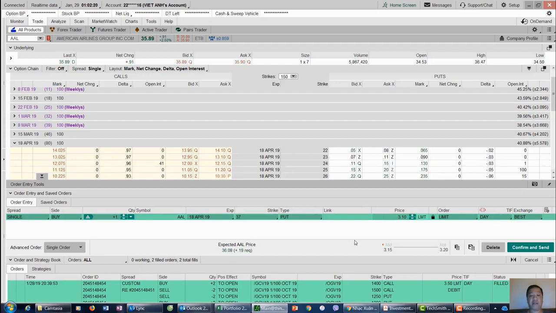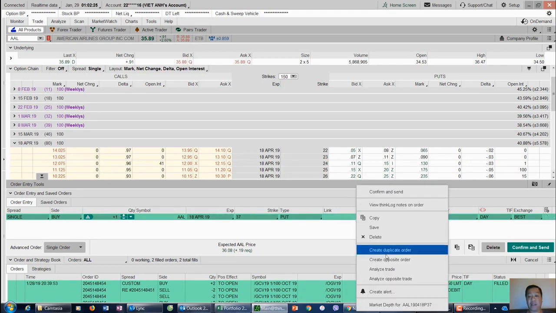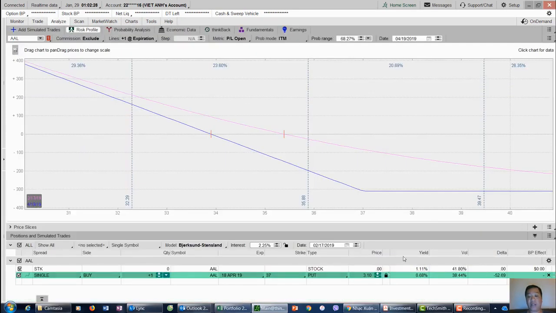Now before I send it out, I want to check the P&L graph to see whether it makes sense or not, right? Right click on it and analyze trade. If you notice the blue line, which is the P&L at expiration, the max loss that I have is 310, right? You look at this box here. If the stock price goes up, I lose money, and the max loss is 310. And if it drops, I start improving my profitability, right? The break-even point for me is somewhere around 34. If it drops below that, I make more money, right?